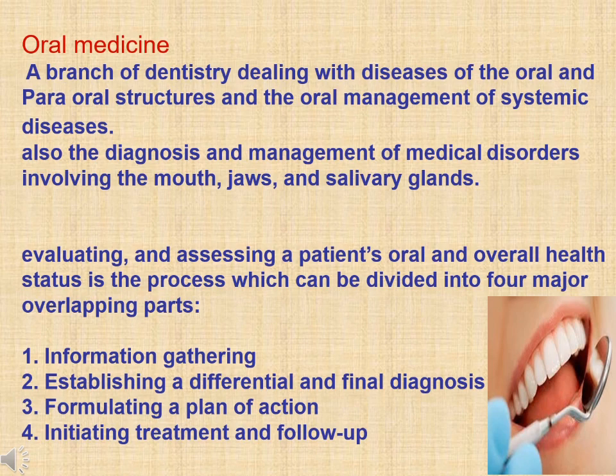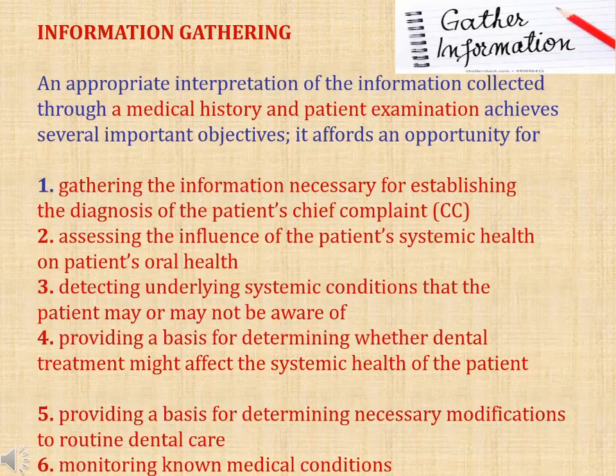Information gathering and appropriate interpretation of the information collected through a medical history and patient examination achieves several important objectives. It affords an opportunity for: 1. Gathering the information necessary for establishing the diagnosis of the patient's chief complaint (CC). 2. Assessing the influence of the patient's systemic health on the patient's oral health. 3. Detecting underlying systemic conditions that the patient may or may not be aware of.